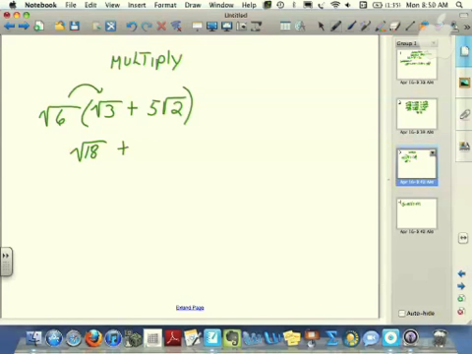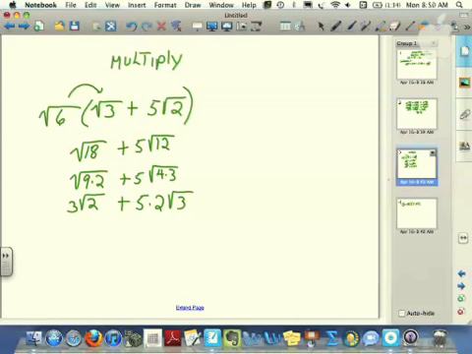And then I multiply radical 6 times 5 times radical 2. Remember, you multiply the numbers that are under the radical sign. So that will be 5 radical 12. Once again, we always simplify. 18 is 9 times 2. 12 is 4 times 3. So this answer will be 3 radical 2 plus, I can take the square root of 4 and write that out front. So my final answer is 3 radical 2 plus 10 radical 3.